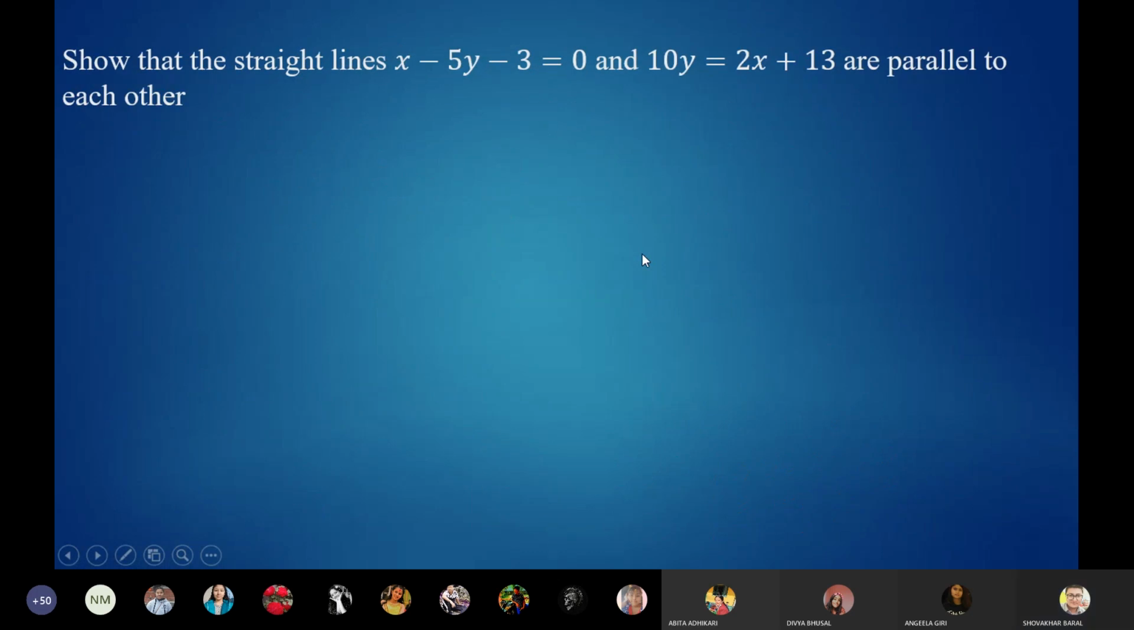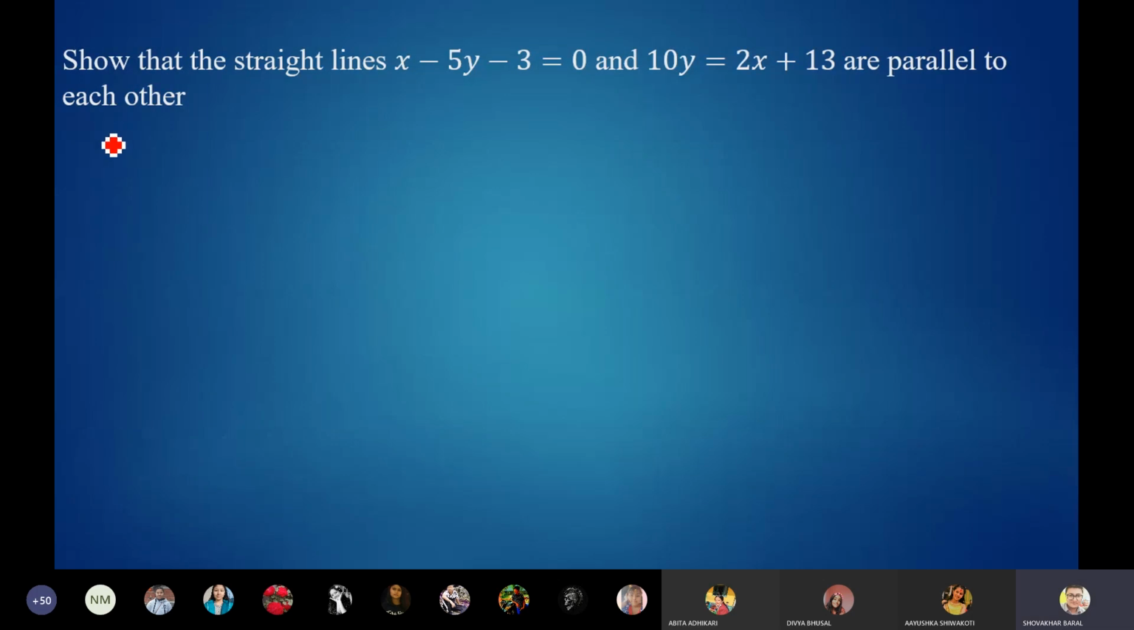Okay, so the straight lines x minus 5y minus 3 equals 0 and 10y equals 2x plus 13 are parallel to each other. The question is asking you to prove that the lines are parallel to each other. Can anyone tell me what is the condition under which the lines are parallel? M1 is equal to M2. Very good. So let's find the slope of these two lines. If the slopes are equal, then we can conclude that they are parallel to each other.